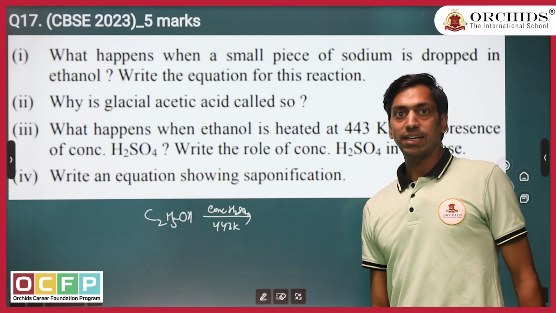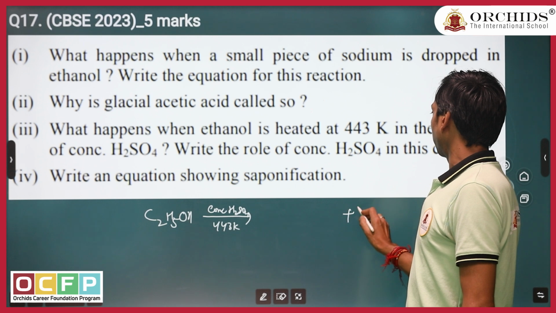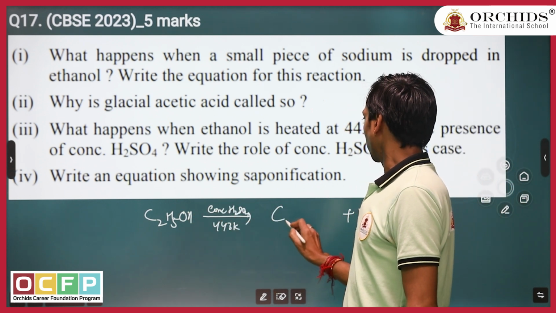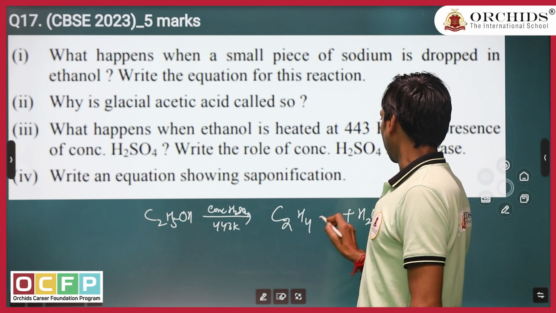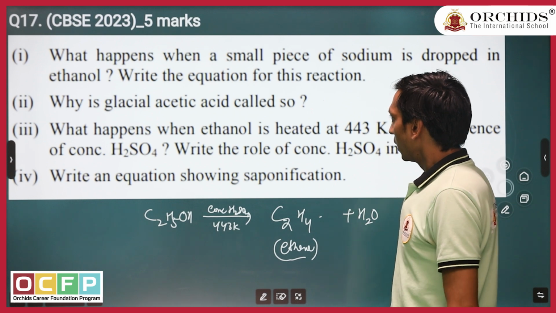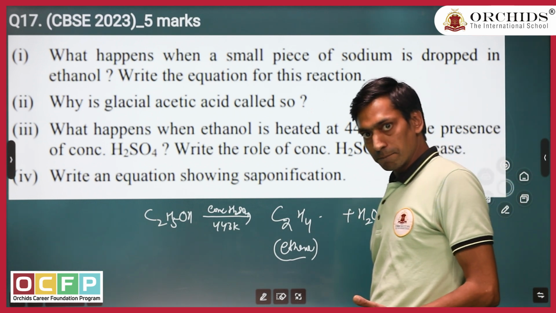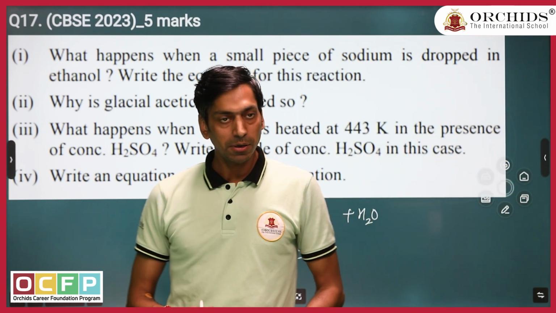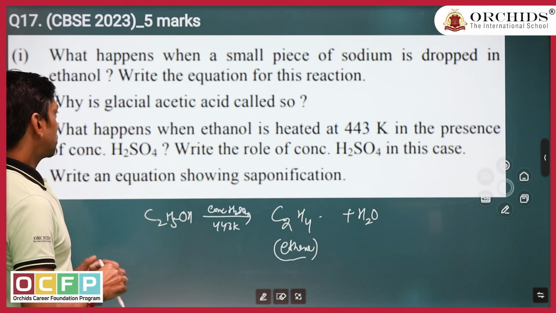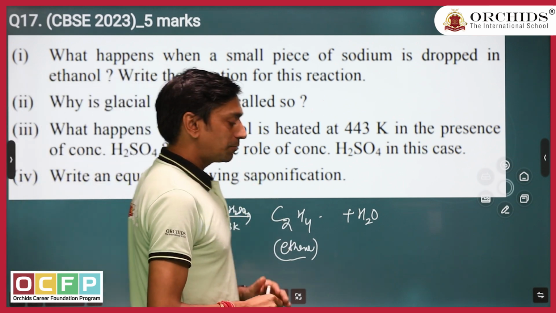we know that the role of concentrated H2SO4 here is a dehydrating agent. It will remove a water molecule from there and turn the alcohol to C2H4, that is ethene. In this reaction, alcohol will turn to ethene, an unsaturated hydrocarbon, and along with that a water molecule will come out.